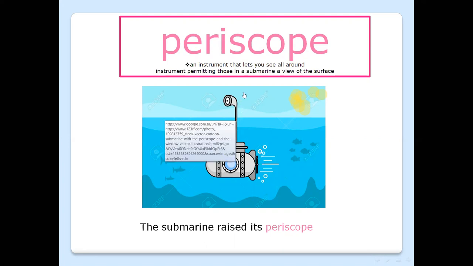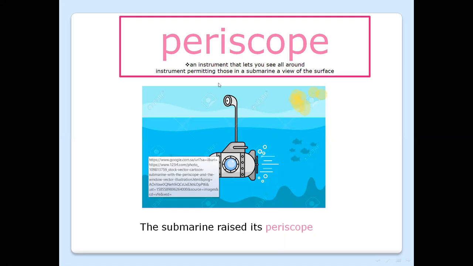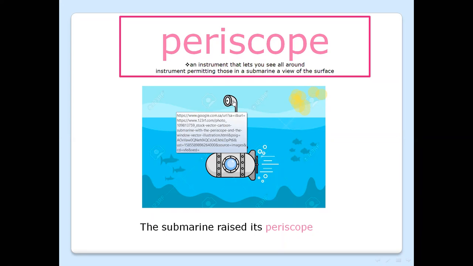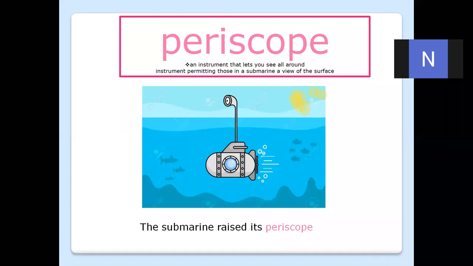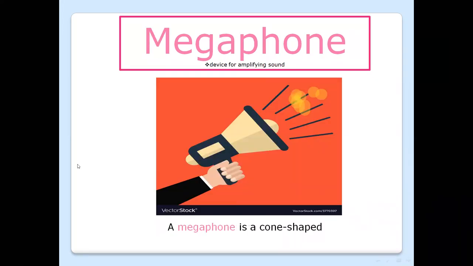Look at this tool here. This is the periscope. Periscope is an instrument that lets you see all around, permitting those in a submarine to view the surface. So people who are working in the submarine, they can use the periscope to see what they have around them above the sea level. The submarine raised its periscope. We took telescope and we took periscope. Periscope is a Greek word.